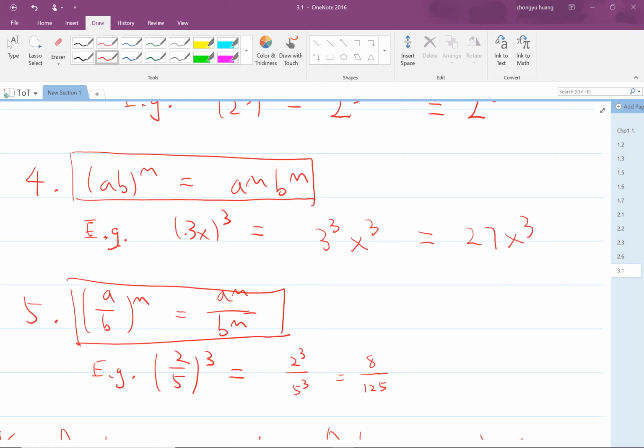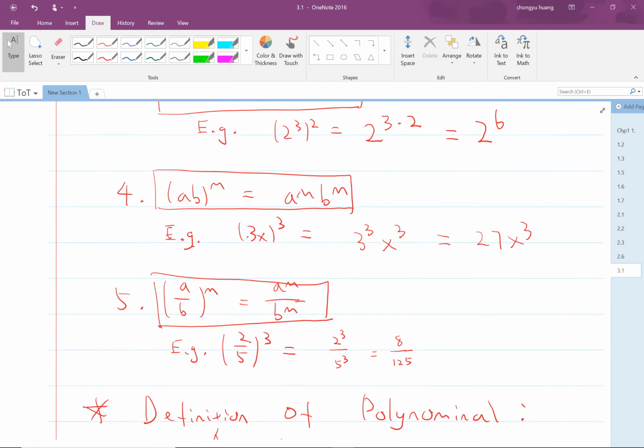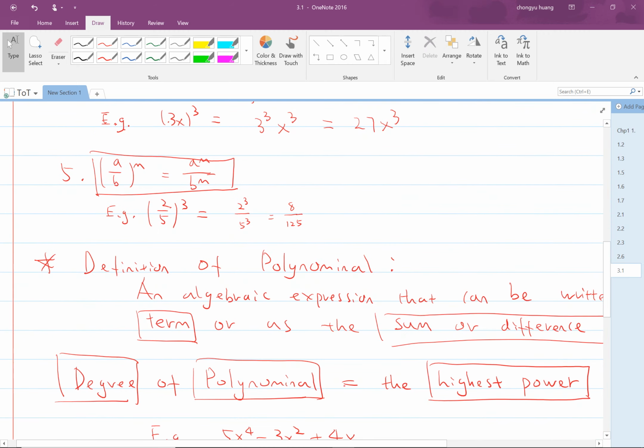Always remember you have to keep the solution as simple as possible. But over here, I think 8 over 125 is already the simplest form. You cannot cancel any term, so we just leave the answer as it is. This is the answer for the example for property 5, okay, property 5.